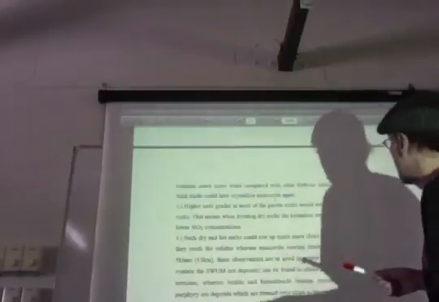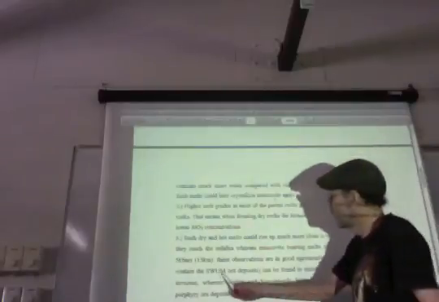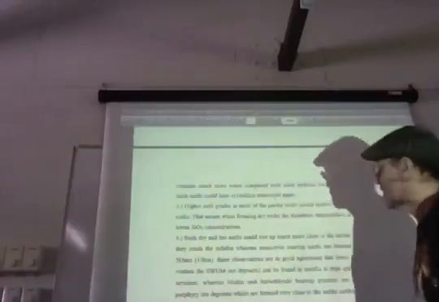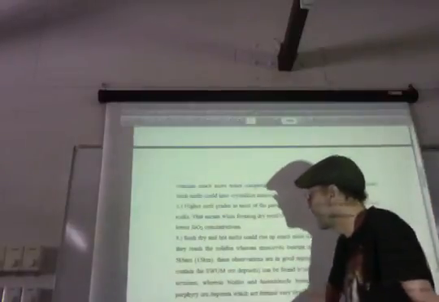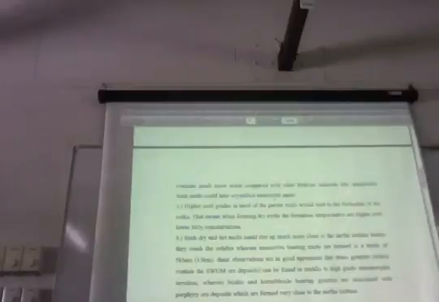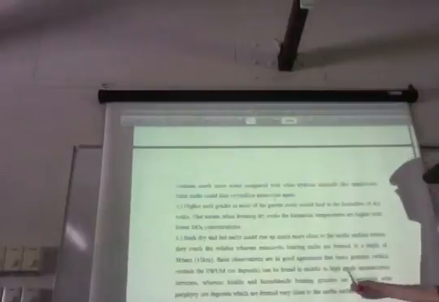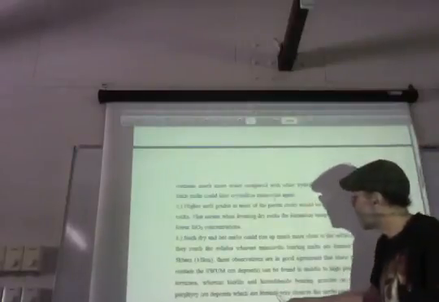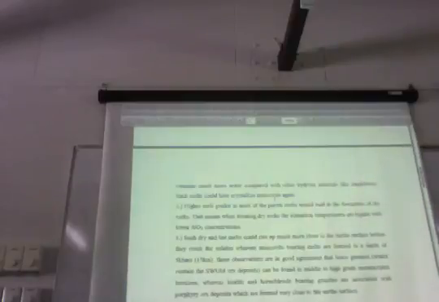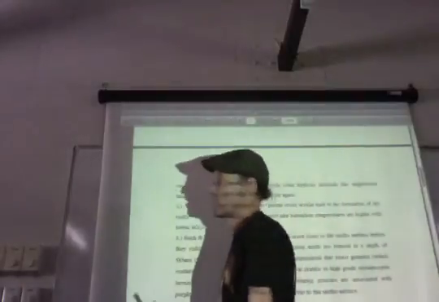So, and these observations are in good agreement with those for leucogranites. So, and these leucogranites, they contain the tin-tungsten ore deposits. So, these are these heavy elements. So, and these can be then found in middle to high-grade metamorphic terrains. Whereas biotite and hornblende-bearing granites are associated with porphyry ore deposits.